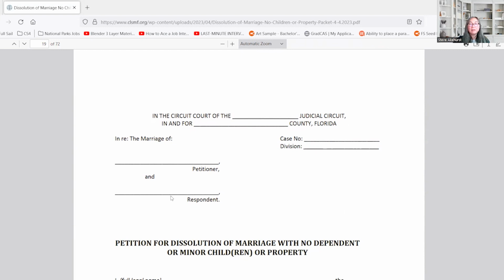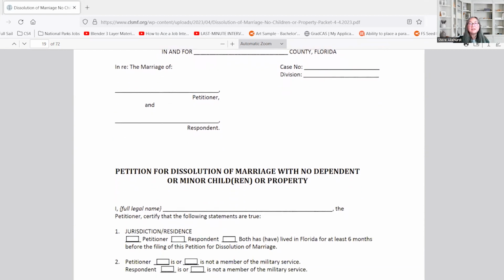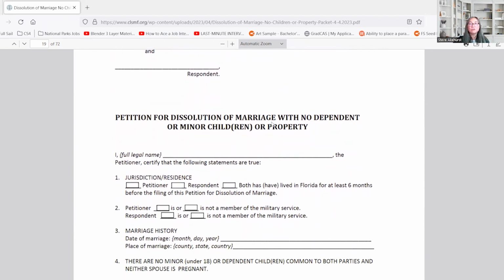At the top, you write the circuit that you're in, the county that you're filing in, and the case number, and I would leave the division blank because the court will fill it out. You're the petitioner, and the respondent is the spouse you're seeking a divorce from. The title says petition for dissolution of marriage with no dependent or minor children or property, which means there are no children to have child support, time sharing, or a parenting plan, and no property means you have no assets or liabilities to divide.